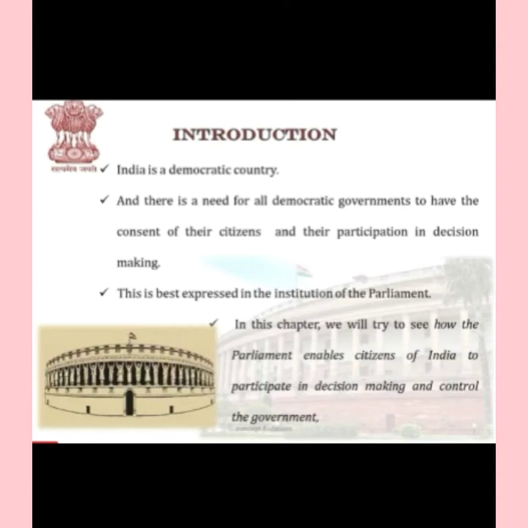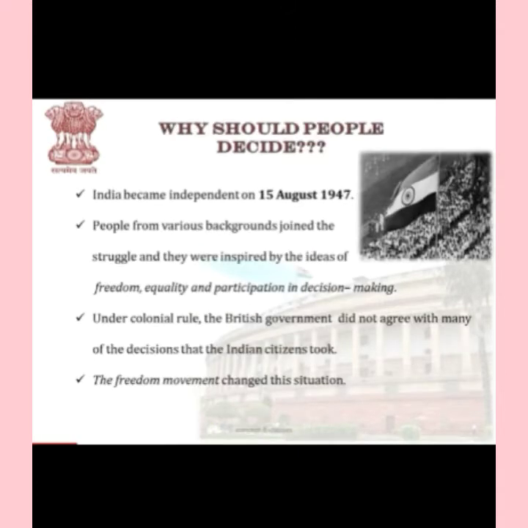Okay, so as you all know that India is a democratic country. That means it is the government of the people, by the people and for the people. And there is a need for all democratic governments to have the consent of their citizens and their participation in decision making. Okay, this is best expressed in the institution of the parliament. In this chapter we will try to see how the parliament enables the citizens of India to participate in decision making and the control of the government. Okay, why should people decide?